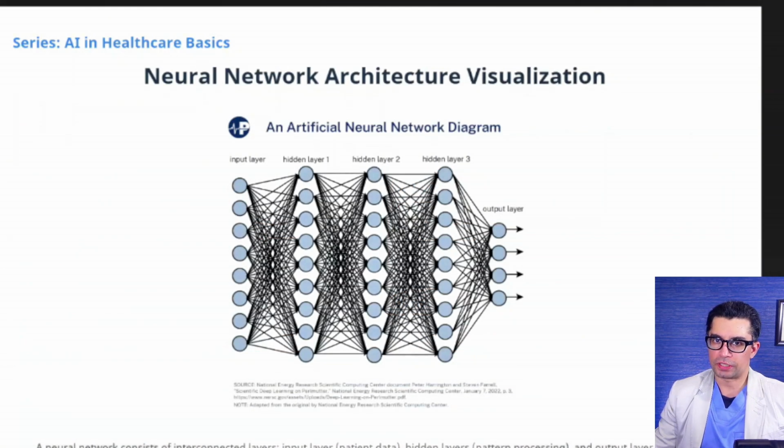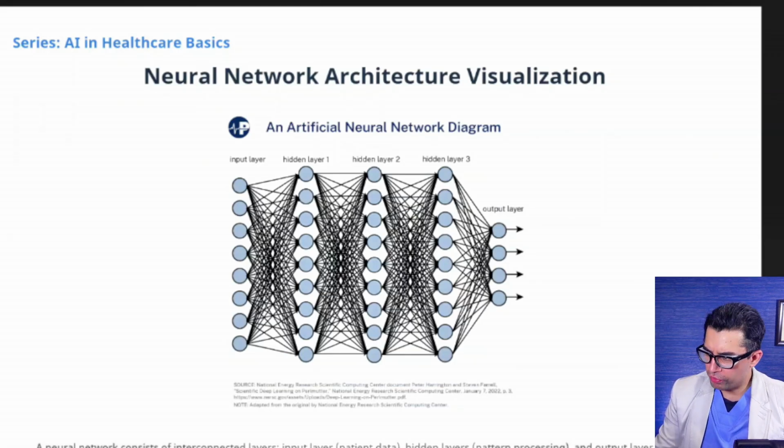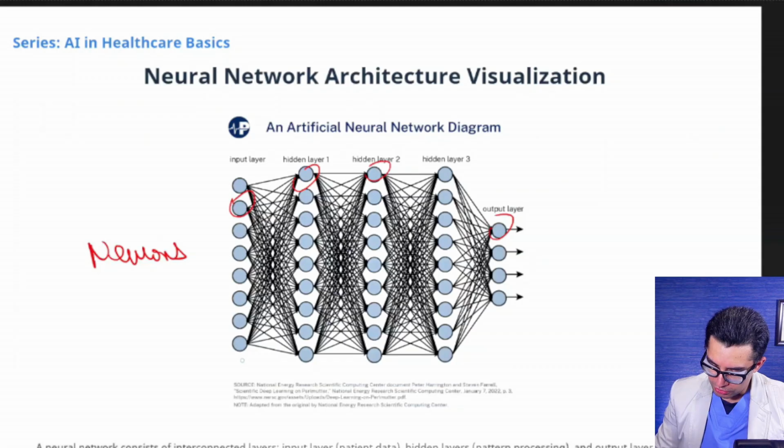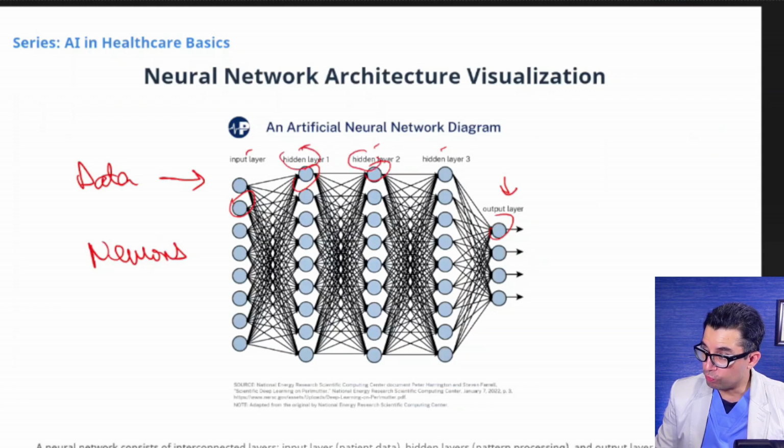Now, neural networks, my friends, are the foundation of healthcare AI. At its core, a neural network is a set of interconnected nodes. All of these are called nodes. And we can also call them neurons, just like in the brain. And they are arranged in layers. You can see the input layer, hidden layer, another hidden layer, another hidden layer, and then you have the output layer. Data comes into your input layer, gets processed in your hidden layers, and it could be one or more than one. The more hidden layers you have, likely the more complicated your model is. And then you get results in your output layer.